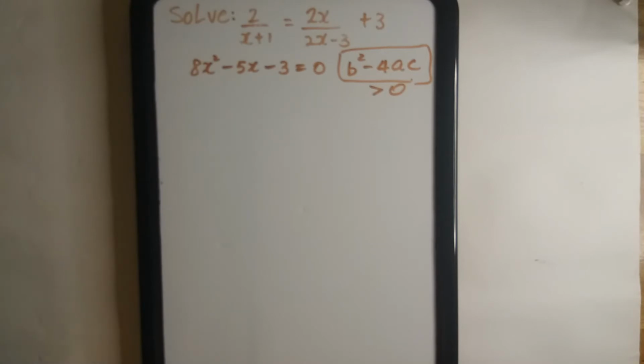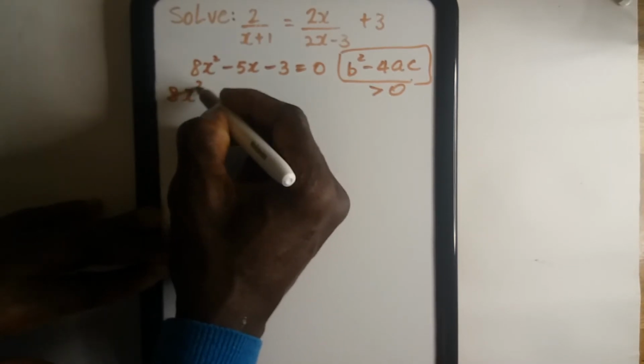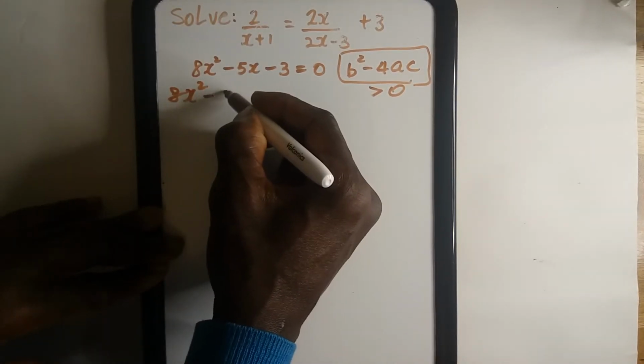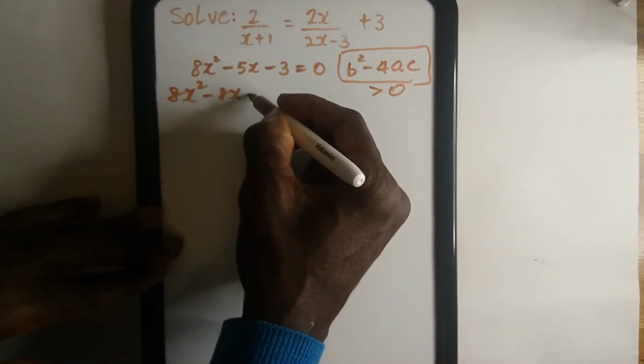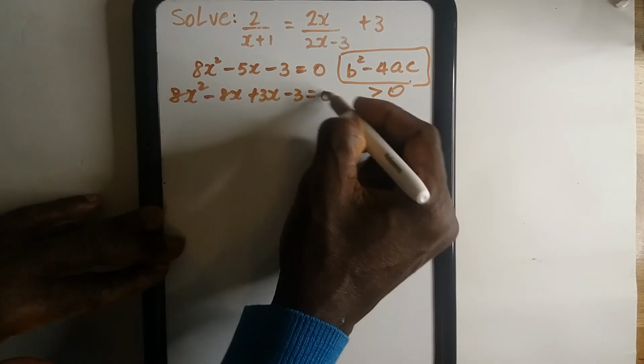8 times negative 3, that's 8 times 8 times c, which is negative 24. We need to find two factors that when multiplied will give us that, which is 8 and 3. But in order to get negative 5, we must be negative 8 and add 3, or positive 3. So we'll rewrite this as 8x squared minus 8x add 3x minus 3 is equal to 0.